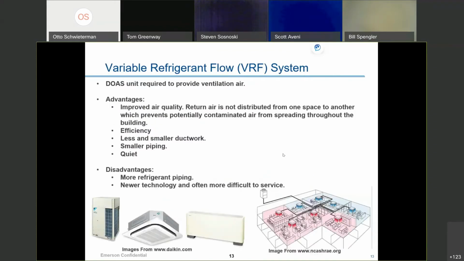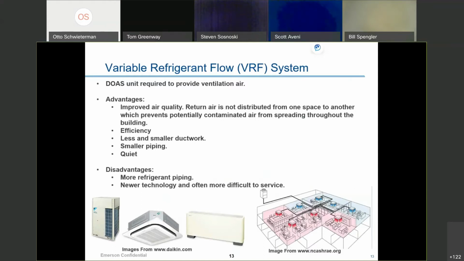Here's an example of a VRF system. It's most commonly referred to as VRF. Daikin calls it VRV, but that's their patent on the name. So this is a variable refrigerant flow system. OEMs that make these could be Daikin, Mitsubishi, LG. There's a few others that make them.